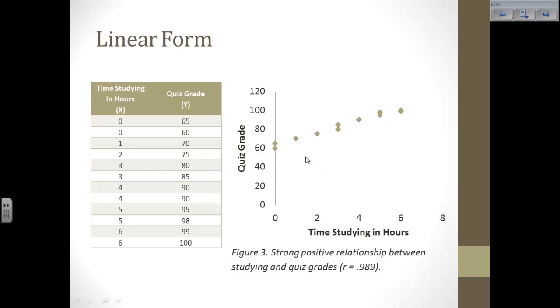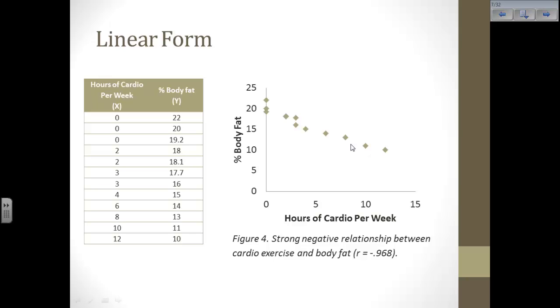But even if you just see some sort of straight line forming, diagonal, increases in X, in this case, result in or tend to be related to increases in Y. That would be a linear relationship, and you could use Pearson's correlation for that. Here's another example of a linear relationship. And again, we'll talk about what this number means here in a little bit.